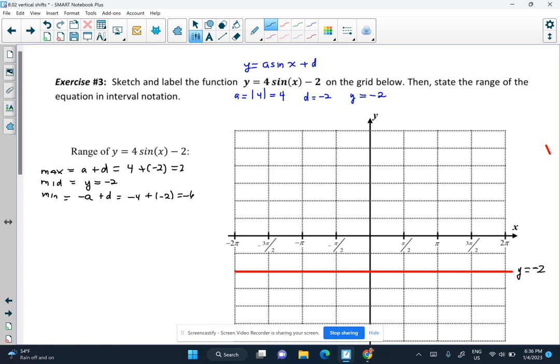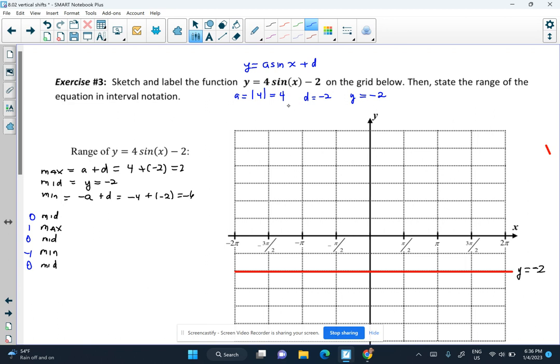Now, normally, sine is going to start on the midline. It's going to go to the maximum value, back to the baseline or midline, down to the minimum value, and back to the midline. In other words, if you look at a unit circle, it would be 0, that would be the x-axis, 1, 0, -1, 0. So that would be the normal pattern.